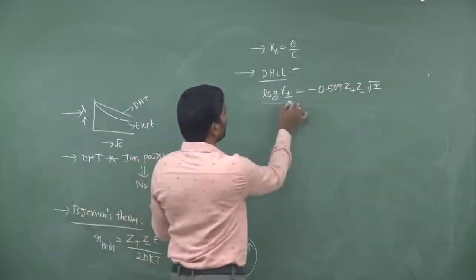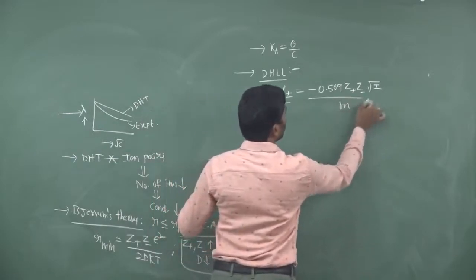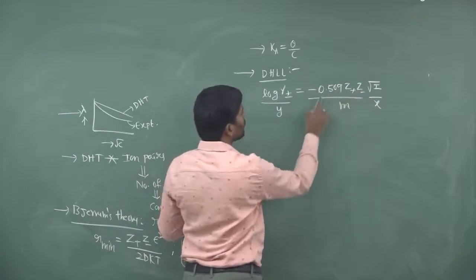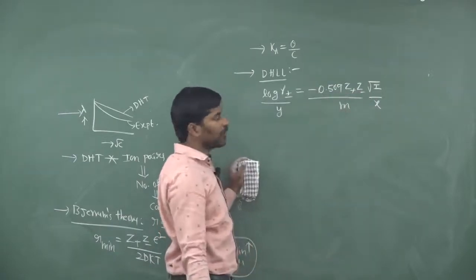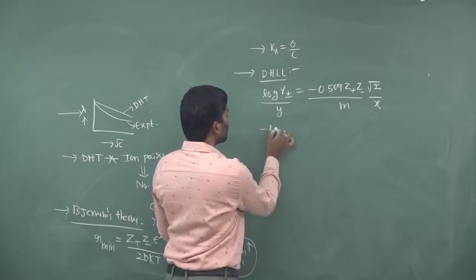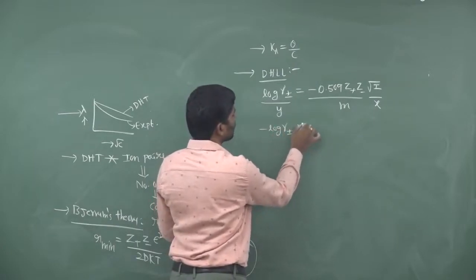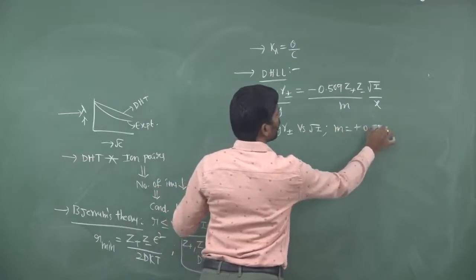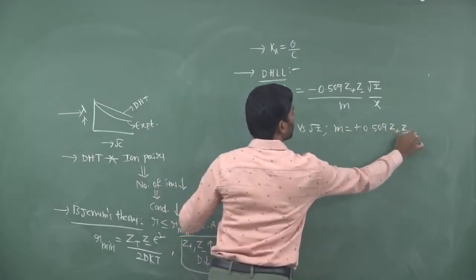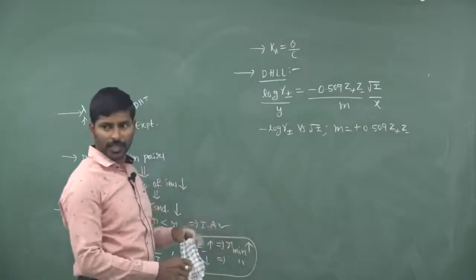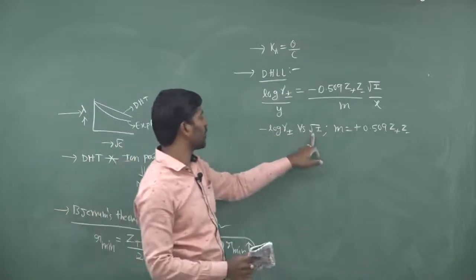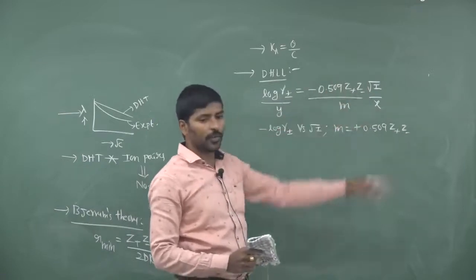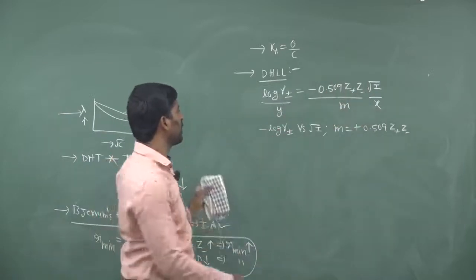Which is in the form of y equals mx. So if you take log gamma plus or minus versus root I, slope is equal to minus 0.509 z plus z minus. Or if you take minus log gamma plus or minus versus root I, what we get? Slope plus 0.509 z plus z minus.